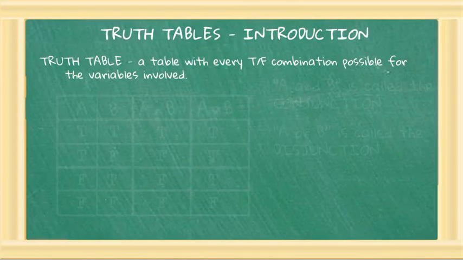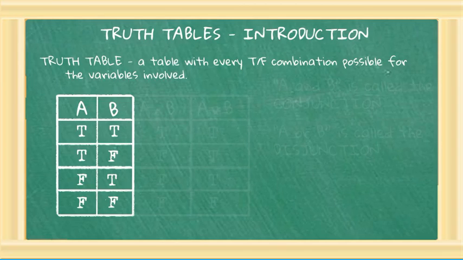All right, so we're in section 3.2 now. Let's talk about truth tables. A truth table is a table we can draw, and we look at every possible true or false combination for the variables involved. And the variables are going to represent statements. We learned about statements last time, so let's say we've got statements A and B.